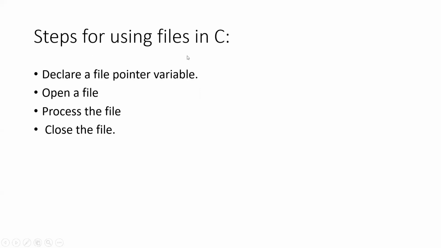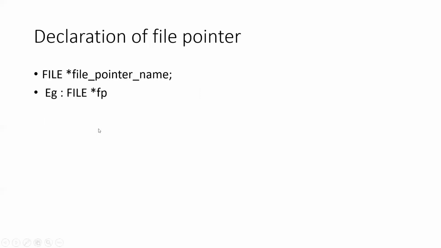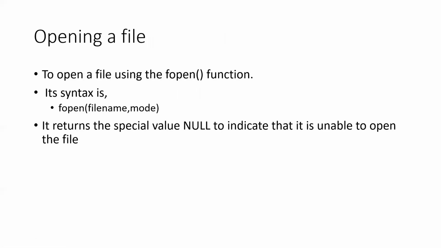These are the steps for using files in C. First, you have to declare a file pointer variable, then open the file, process the file, and close the file. This is the syntax for declaring a file pointer: FILE *file_pointer_name. Here FILE is the data type that the file pointer points to. For example, FILE *fp. fp is a file pointer.